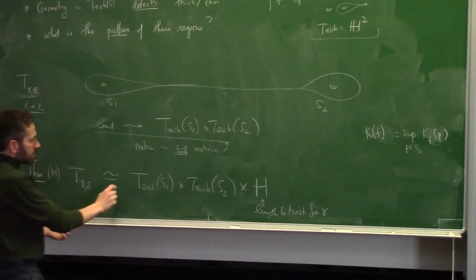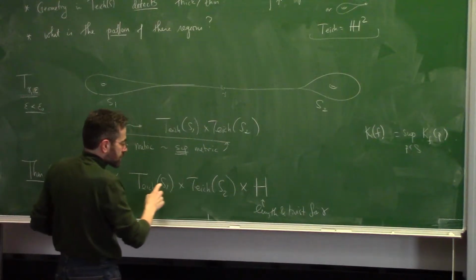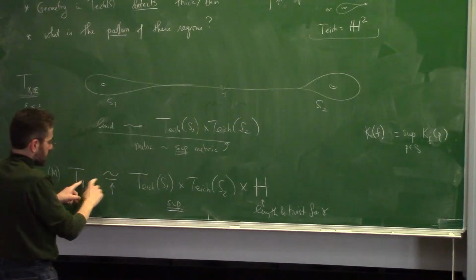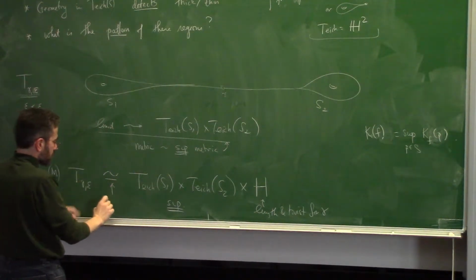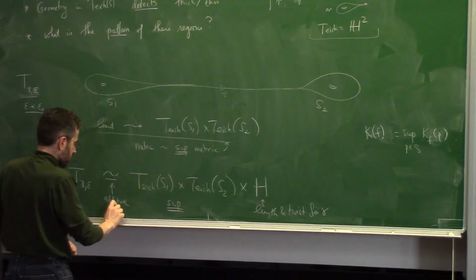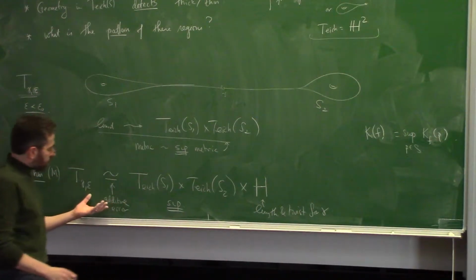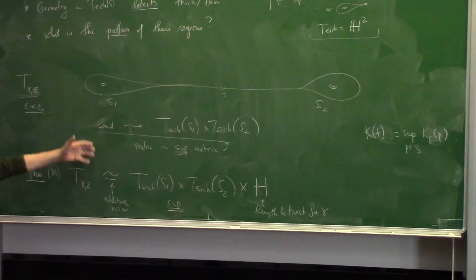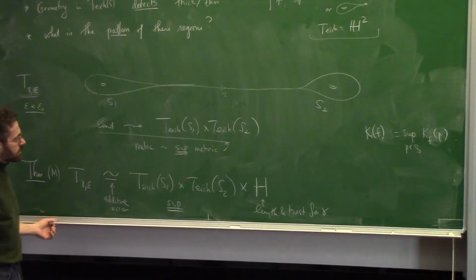And the equivalence here, so what does this mean? This here is a product of metric spaces with the sup metric. And this is an approximation of metrics up to additive error. So it's slightly better than a quasi-isometry, because the error is only additive. Even for very large distances, it's still true that it's an additive error.